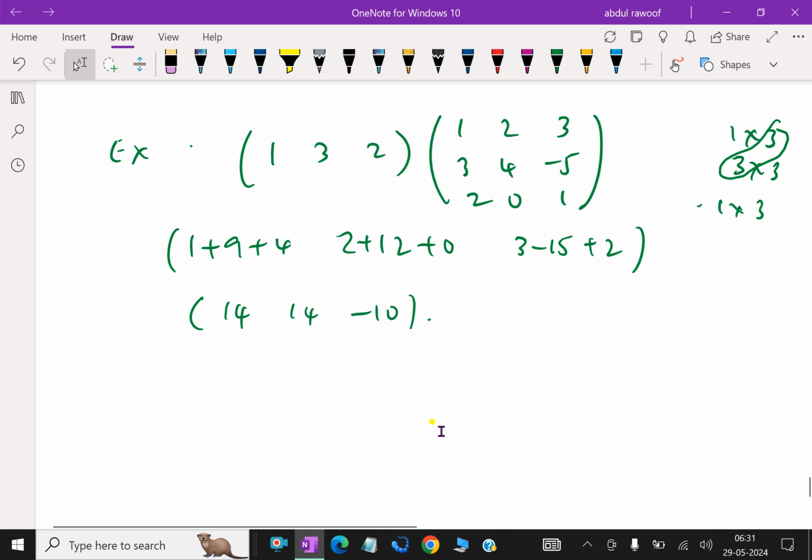Now, further multiplication we will do in the next videos. So far we have discussed matrix multiplication.